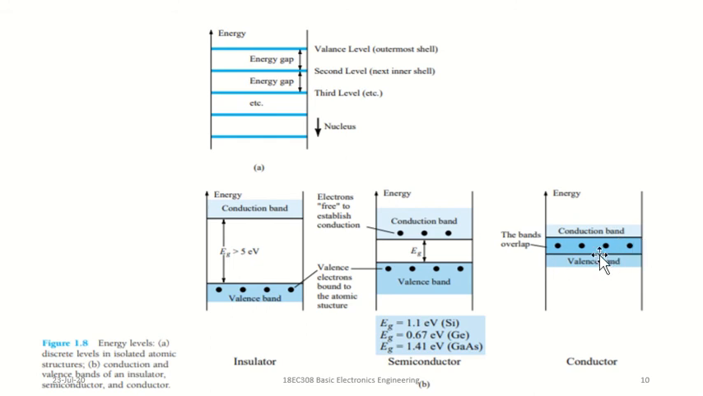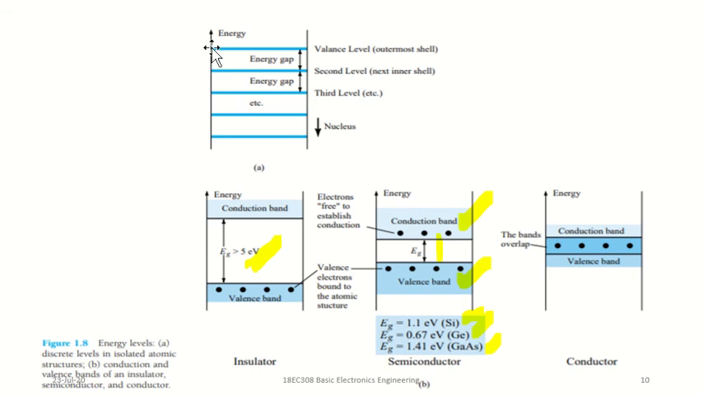Okay, so there is no need of any external energy. And if you look at the semiconductor, the conduction band and valence band are very close to each other. For an insulator we have seen the energy required is 5 electron volt. Here it is for silicon 1.1 electron volt, for germanium 0.67 electron volt, and gallium arsenide, a compound semiconductor made up of gallium and arsenide together, needs 1.41 electron volt.